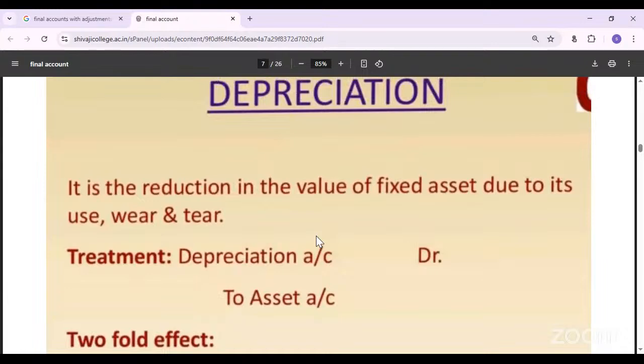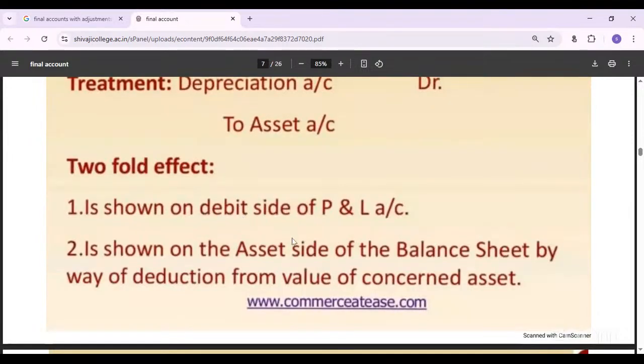Then depreciation. Depreciation is the wear and tear of the asset. The more we use the asset, the less its efficiency will be. Hence, depreciation is the reduction in the value of the fixed assets. The journal entry for depreciation is depreciation account debit to asset account. Suppose it is depreciation on plant and machinery, then you have to write depreciation on plant and machinery account debit to plant and machinery account. So like that, you have to write the journal entry. Now, where it will affect, we will take it in the P&L account on the debit side, and again we will take it in the balance sheet asset side, deducting from the particular asset value.